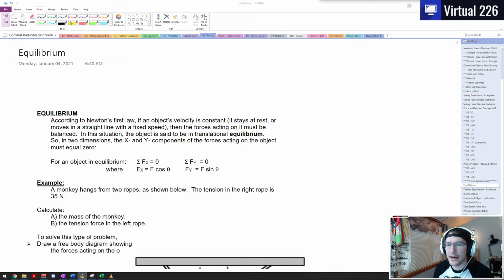And let's talk about translational equilibrium, which, isn't there a movie Equilibrium where the characters shoot guns in weird ways? I don't know. I can't remember.